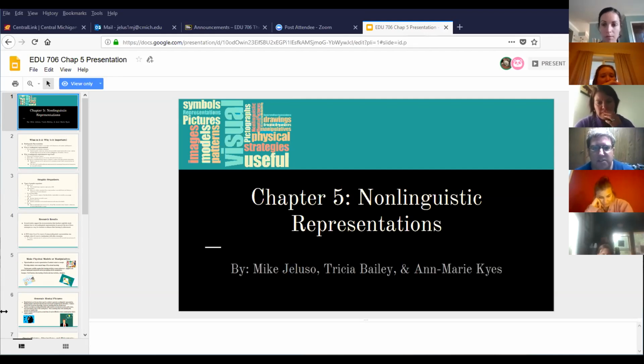Graphic organizers can be used as a tool for summarizing and identifying similarities and differences. And they can also be used as advanced organizers, which the other group kind of touched on, and represent learning from generating and testing hypotheses. All right, next slide. So these are types of graphic organizers the book talked about.